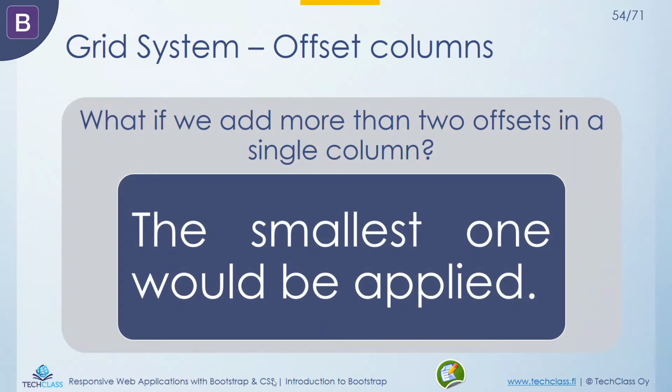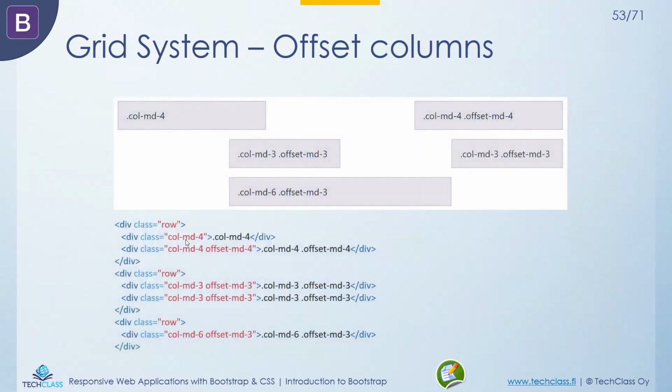And you may ask, what would happen if we had 2 offsets in a single column? And the answer would be the smallest one would be applied. But you can also try it by yourself and then see what will happen if you actually have 2 offsets here.